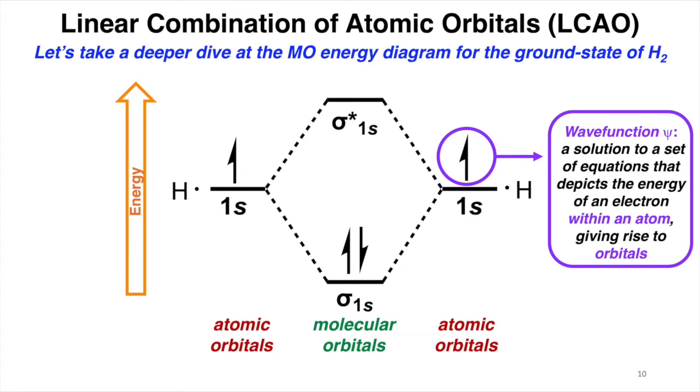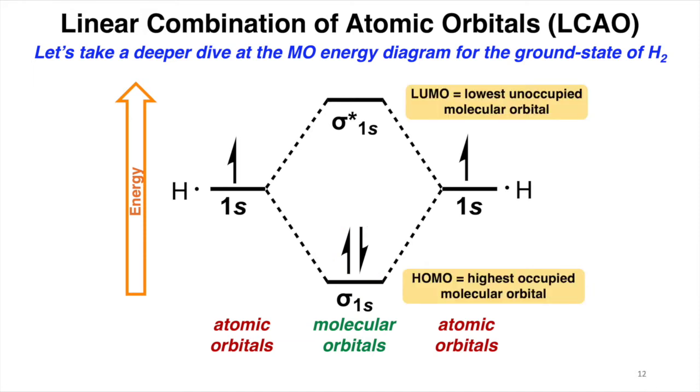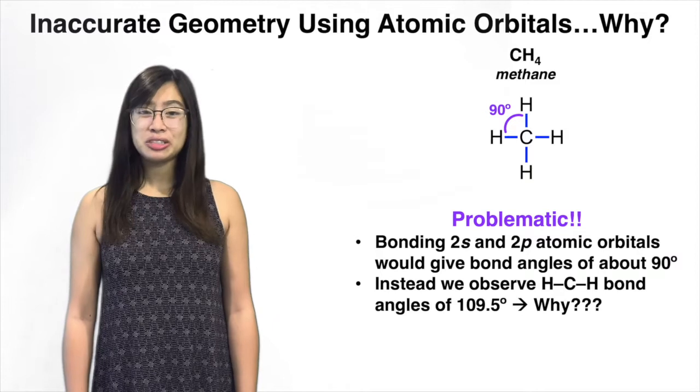Each wave function corresponds to the energy of an electron within an atom, giving rise to orbitals. But again, it is the molecular orbitals that describe the behavior of an electron within a molecule. For every molecule, two of its molecular orbitals are of particular interest. One is the highest occupied molecular orbital, or HOMO, and the second is the lowest unoccupied molecular orbital, or LUMO. We'll talk more about how these MOs are involved, especially when various reactions occur, but for now, just be familiar with the terms itself.